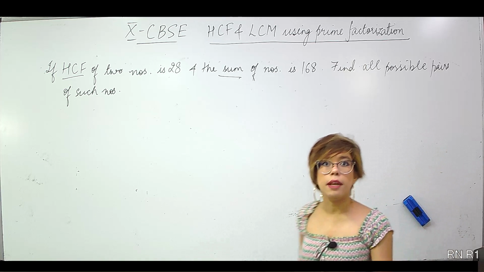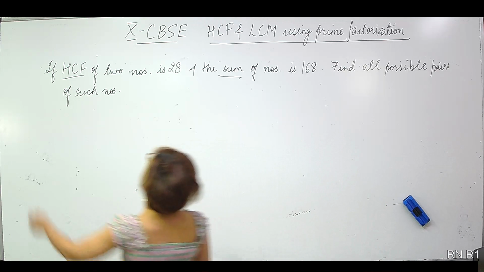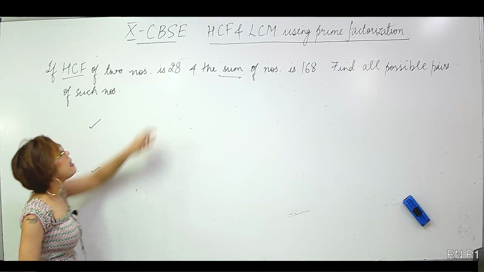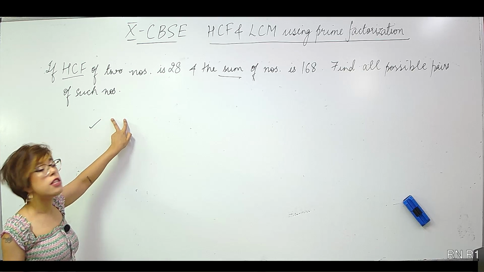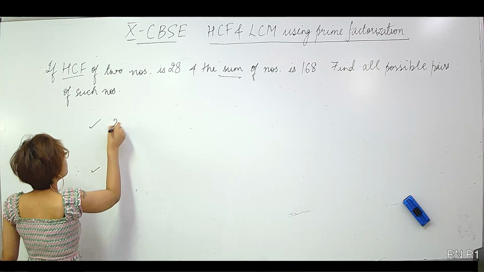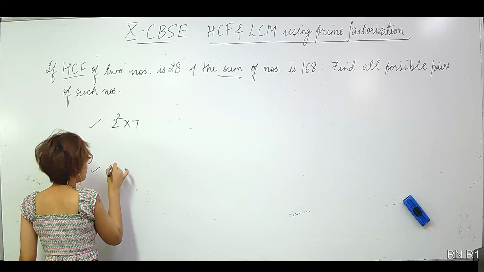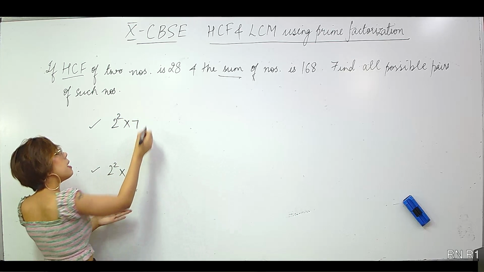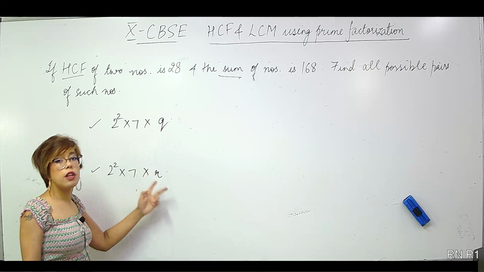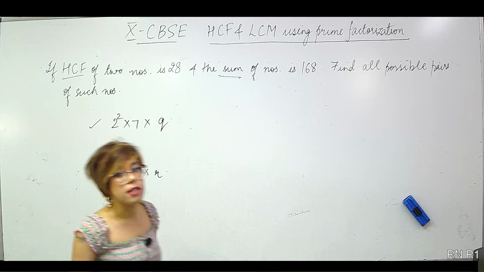I think sufficient time. Now, he says HCF of two numbers is 28. So let me imagine my two numbers, first, second. HCF is 28. That means HCF should be present over here and HCF should be present over here. That means prime factors like that. So 2 square into 7 is present, 2 square into 7 is present. Now, there might be some other prime numbers, or it can be a product of primes. Say any numbers can be there, prime, composite, anything.